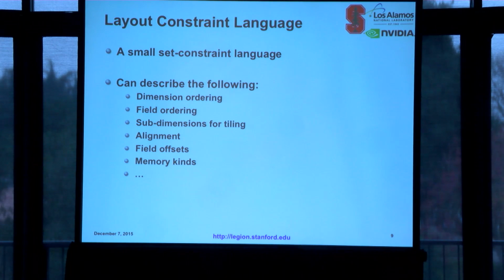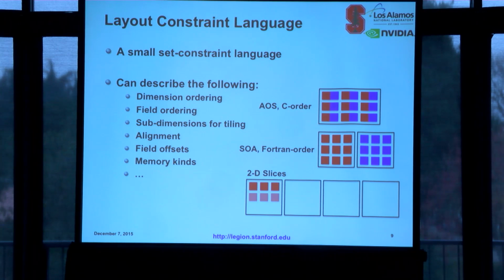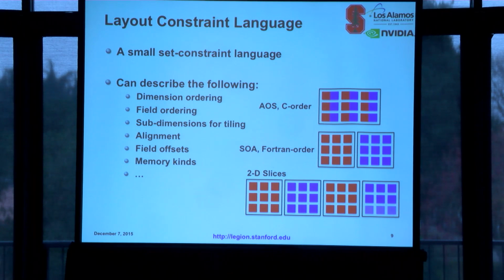We're going to allow you to do subdimensions, so splitting x, y, z into different subdimensions for doing things like tiling. We're going to allow you to say things like alignment. You want certain fields to be aligned on certain byte boundaries. We'll see an example of why you might want that on the next slide. We can talk about offsets. We can talk about having instances be in certain memory kinds. As a result, we're going to be able to describe all sorts of things. We can describe basic AOS C order data layouts. We can also describe very basic SOA Fortran order. And we can also do stuff like 2D slices of 3D spaces. And we're actually going to see an example of that on the next slide.